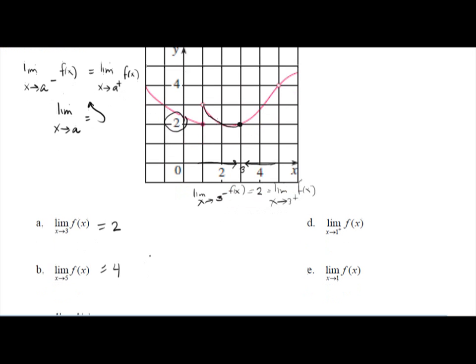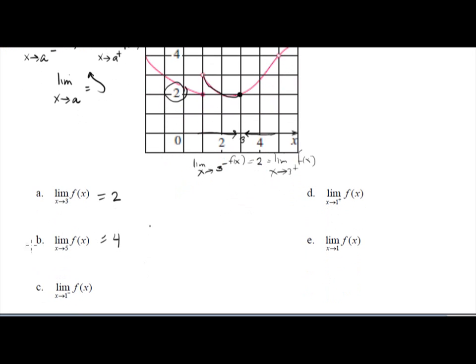Okay, now in letter C, we want to get the limit as x approaches 1 from the left. So this is the 1. Now take a look at this. As I approach 1, the graph is moving down, and then by the moment it's at 1, the value of y is 2. So from the left, the value of the limit is a 2.